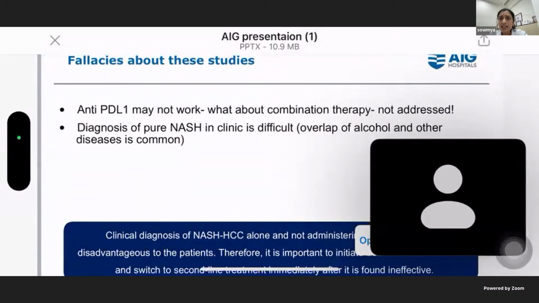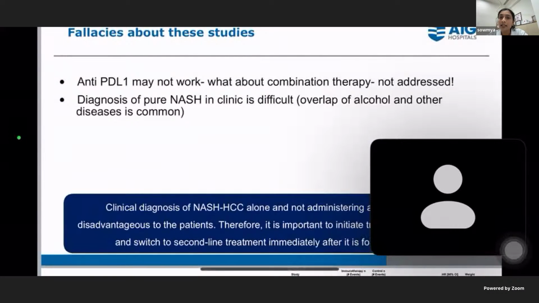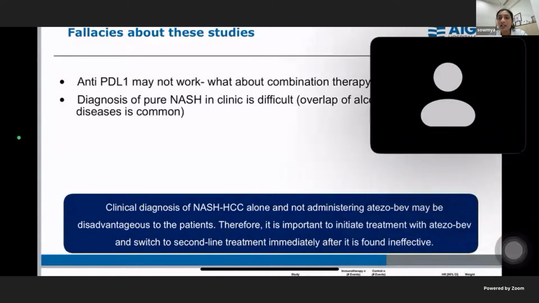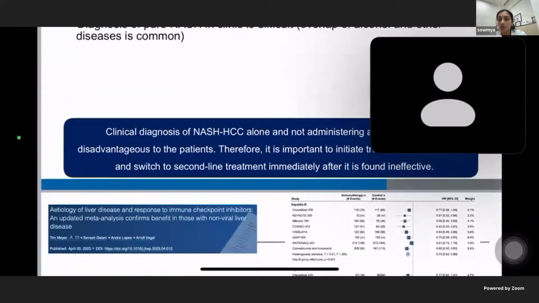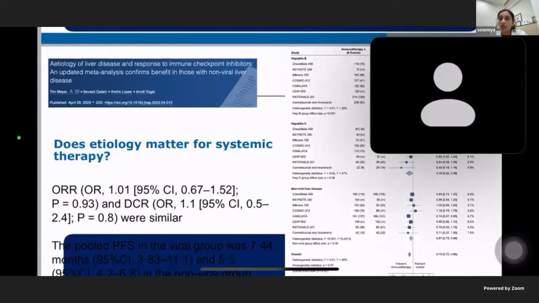The fallacy about these studies is that anti-PD-L1 may not work; however, combination therapy, whether it works or not, was not assessed. Diagnosis of pure NASH in clinic is difficult, and a lot of these patients can have overlap with alcohol and other diseases. So the clinical diagnosis of NASH-related HCC alone and not administering atezolizumab combination may be disadvantageous in these patients. Therefore it is important to initiate treatment with immunotherapy and switch to second-line treatment immediately if it is found ineffective. So based on etiology alone, avoiding immunotherapy in patients with NASH is not recommended.